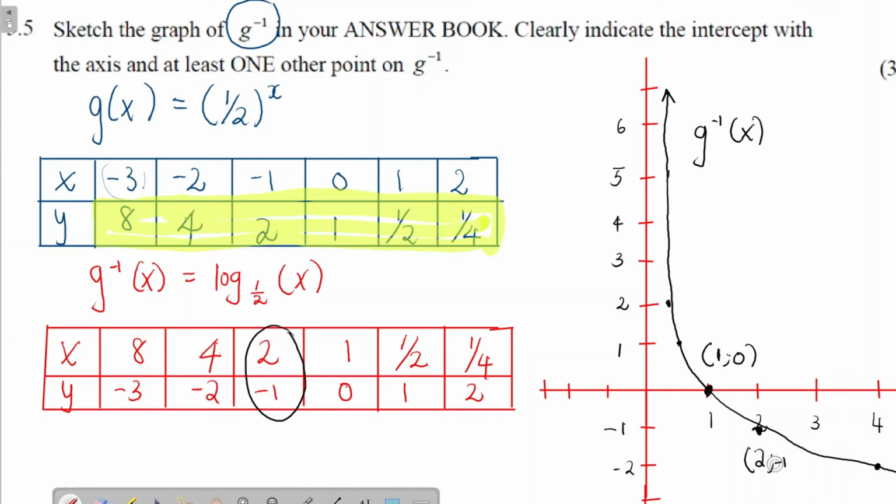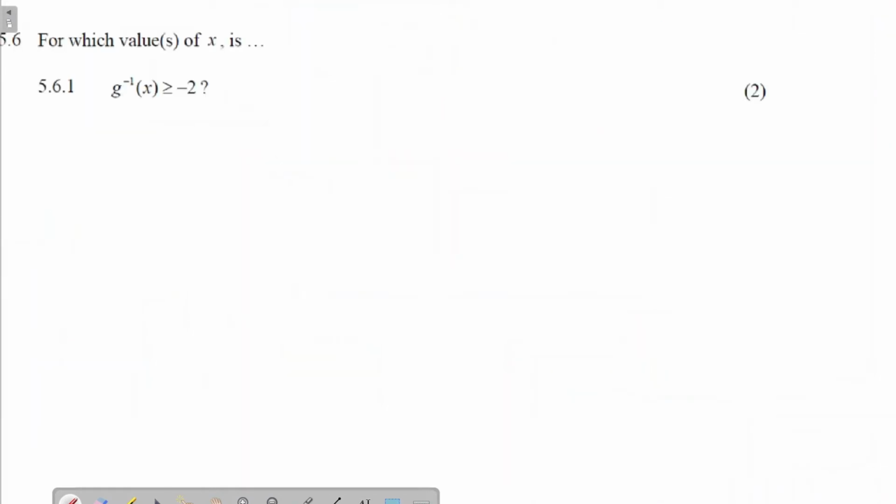I'm just going to indicate that one there. And then we've got the 3 marks. We are done. We are moving on to our next question.